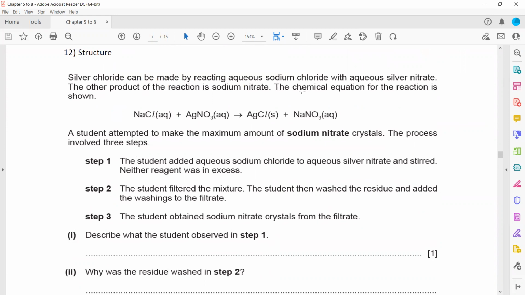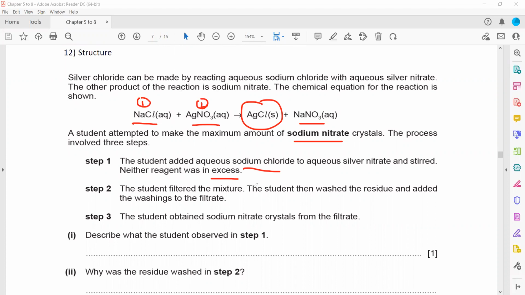Then the structured question: silver chloride can be made by reacting two aqueous salts. This is how we can prepare an insoluble salt. We call that ionic precipitation. When we mix the two salt solutions, a solid is formed and we can filter this solid and dry it. So a student makes an attempt to make the maximum amount of sodium nitrate crystals. First, the student adds aqueous sodium chloride. So the student mixes sodium chloride with silver nitrate. Neither reagent is in excess, both reacted completely.